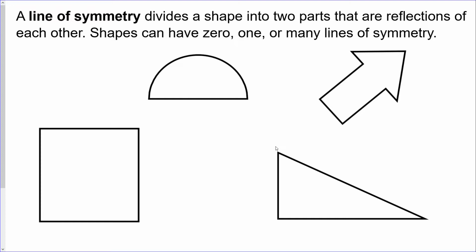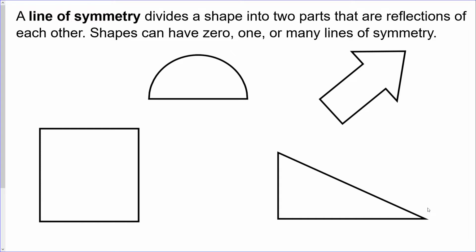Okay, so note that they must be exact reflections, so equal in size, and such that if you were to fold them along the line of symmetry, they would overlap each other perfectly. Okay, so they can't be twisted or moved or anything like that. All right, and you'll see that as we draw some lines of symmetry on the shapes, I hope. Now, shapes can have 0, 1, or many lines of symmetry. They do not have to have just one.